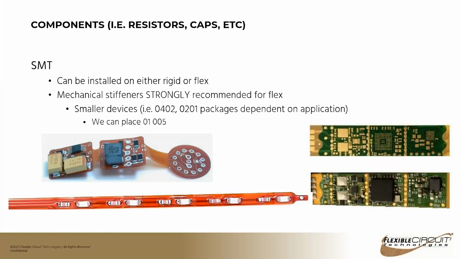And then we get into SMT. So this is definitely a more common technology nowadays. They can be put on either flex or rigid sections of a rigid flex or PCB. We would strongly recommend a stiffener for the use of these components. And the thing there is you just want to make sure you're not flexing where you have a solder joint. And you could also actually crack the components themselves. So again, it's strongly recommended to have a stiffener. These things are getting smaller and smaller. 0402, 0201 are very common. And we can place all the way down to 01005 components.